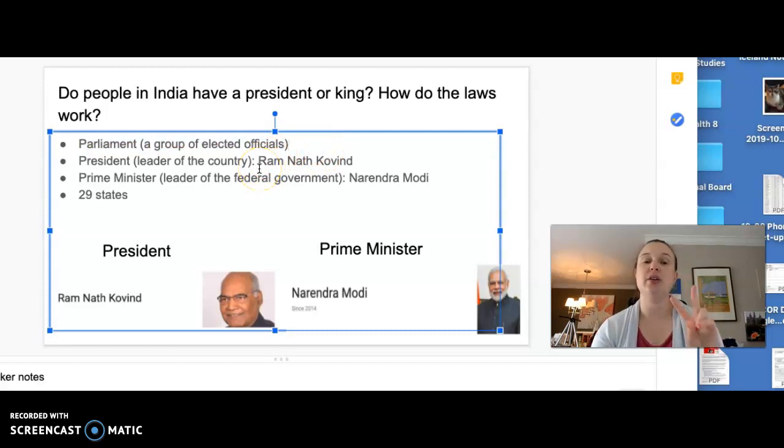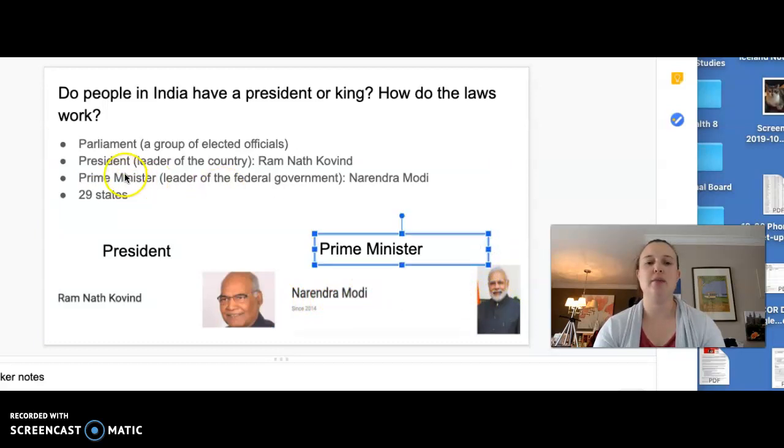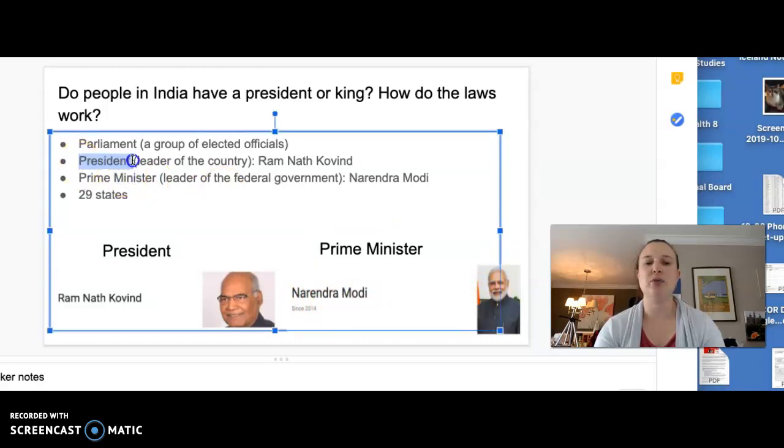Now there are two leaders. There is a president, and the president's name is Ram Nath Kovind, and he is the president. And then there's also a prime minister. The prime minister is Narendra Modi. How it happens is the people vote for the president, and he's like the leader of the country, but he has a partner. His partner is the prime minister.